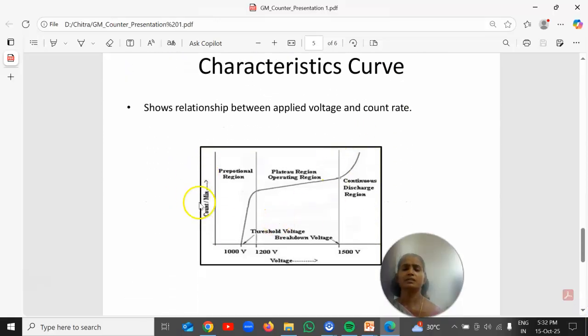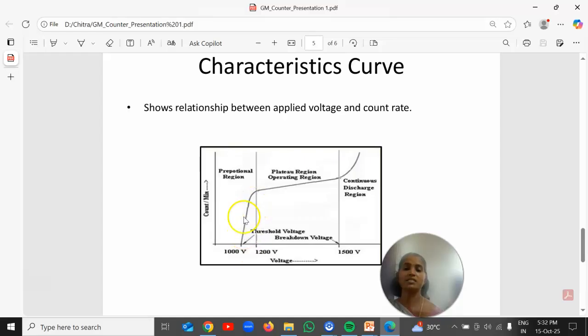So the counting depends on the voltage. Let us see the voltage and count per minute relationship by means of this characteristic curve. Initially the tube will not work; only once we supply an initial voltage above 100 volts will the tube start to work. That initial voltage which is required to start the tube is known as the threshold voltage.